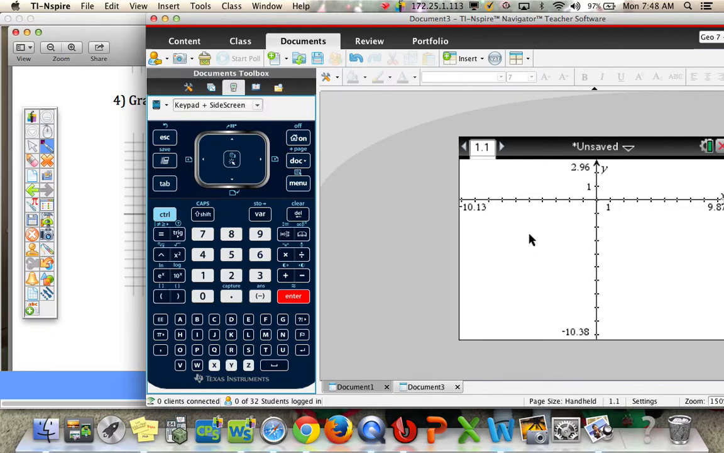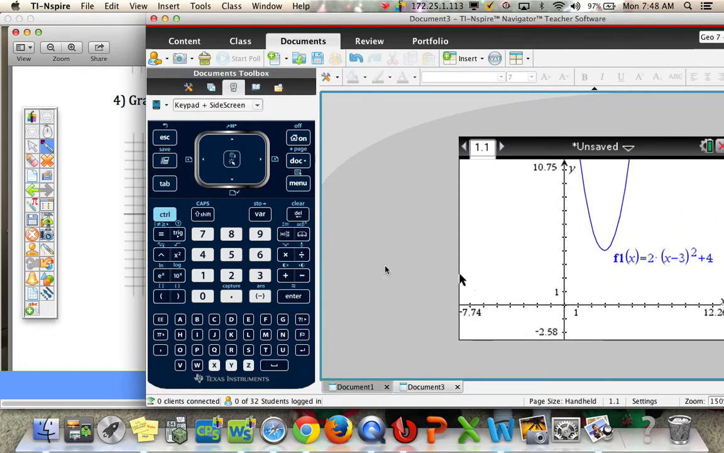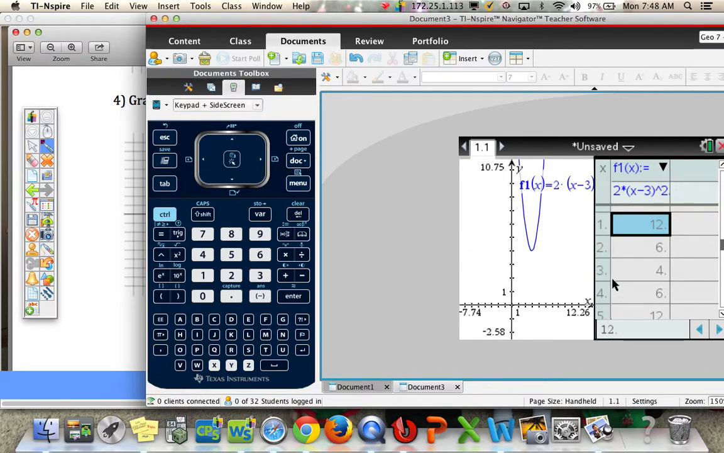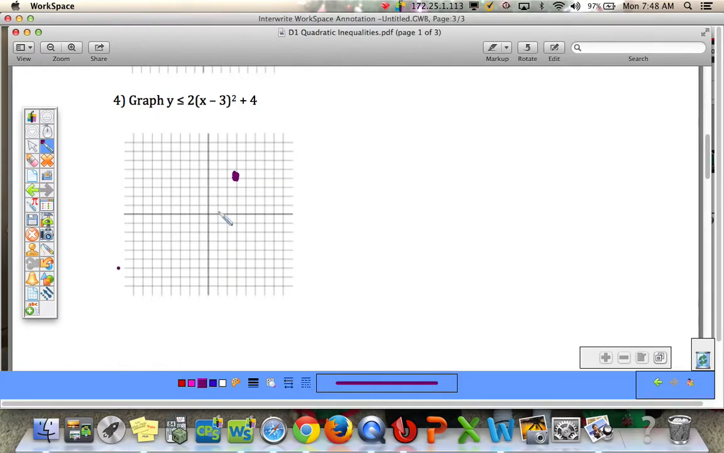Okay, let's shift our graph. To see a few of the points, we can hit Control-T to look at our table. We know the vertex is (3, 4). Then we have (2, 6) and (4, 6). We can sketch that with a solid line.